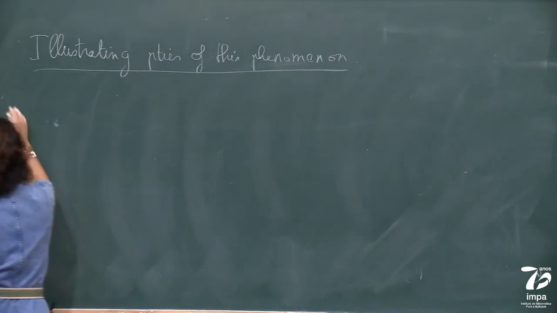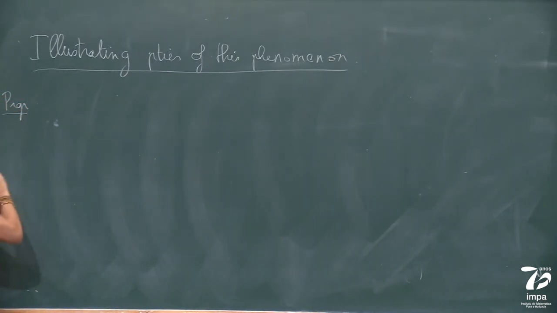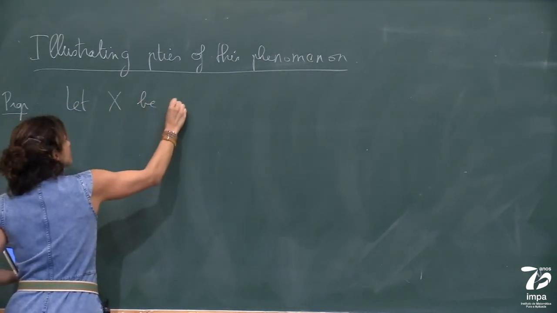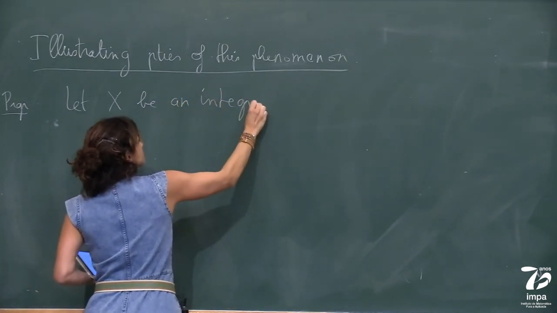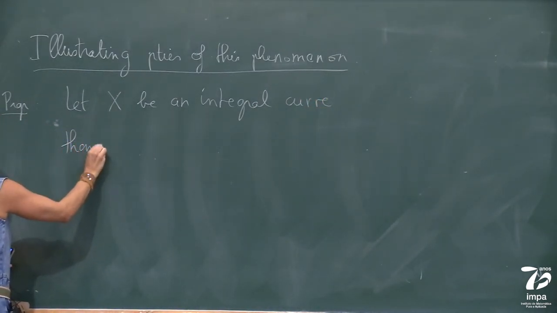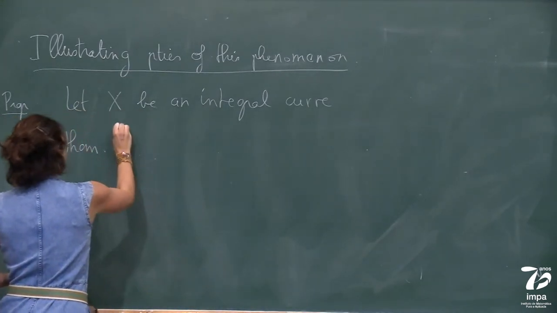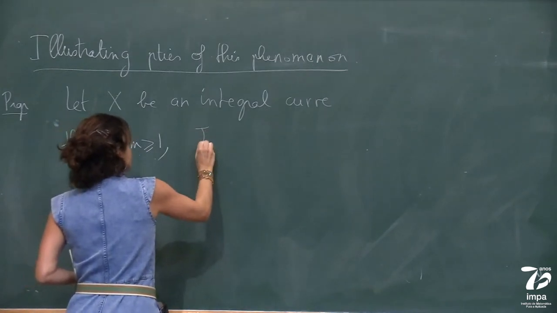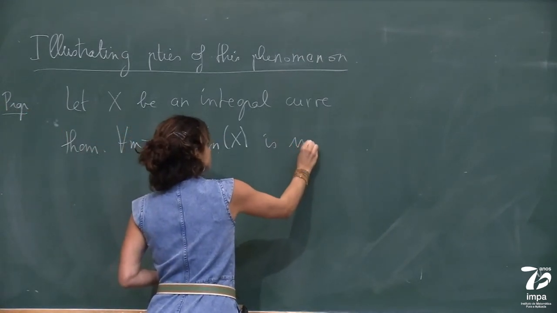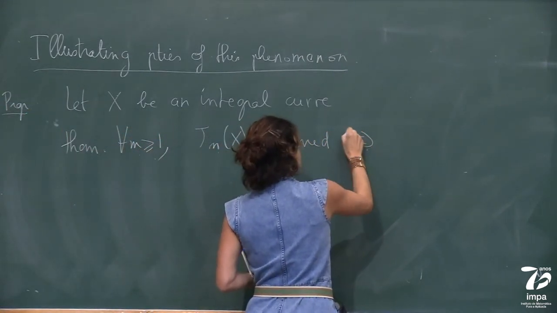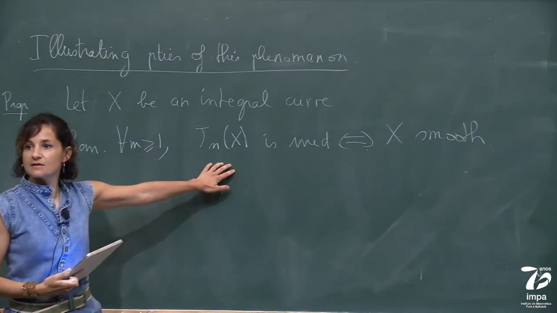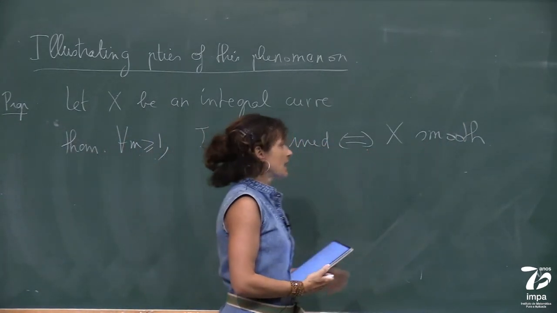Okay, so I start with a relatively simple statement. So let X be an integral curve. Then we have, for instance, that for all positive integers m, the fact that the m-th jet scheme of X is irreducible is equivalent to the fact that X is smooth. So you see here that the geometry of this gives information about the smoothness.